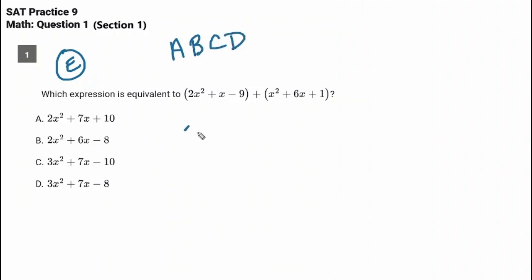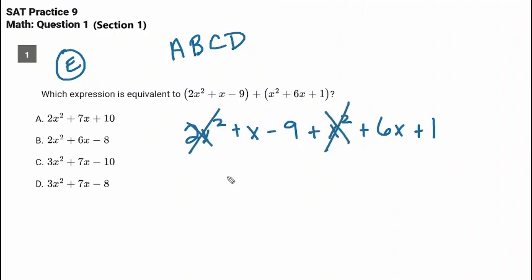Rewrite this thing, but take out the parentheses to save a step. There's no minus sign here, so you don't have to worry about changing signs. Take it one term at a time, 2x squared and x squared. What's that? Adding them up is 3x squared. A and B are gone.